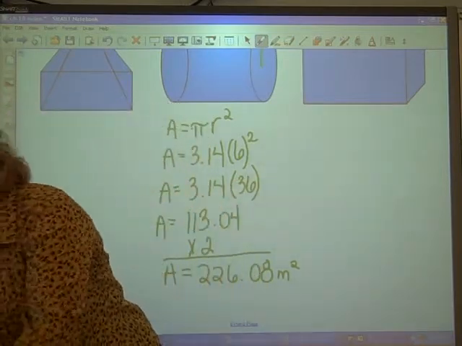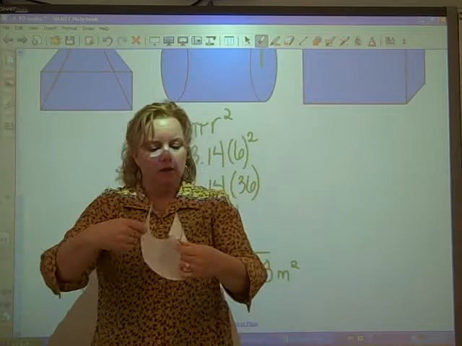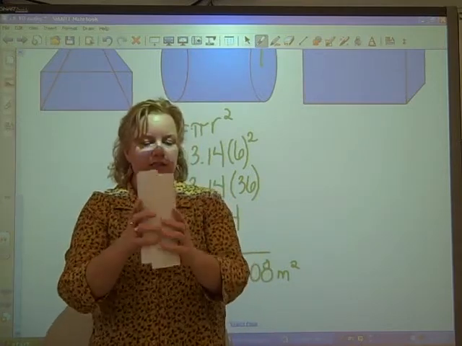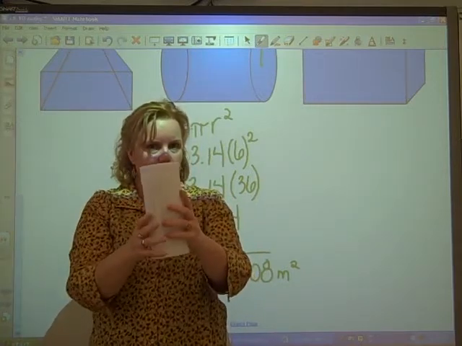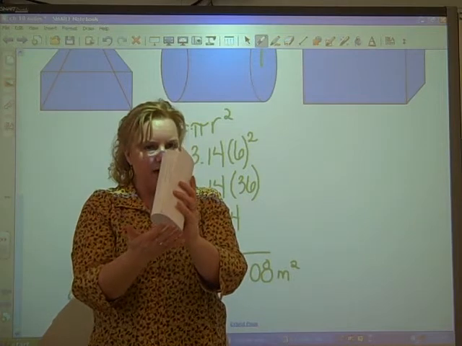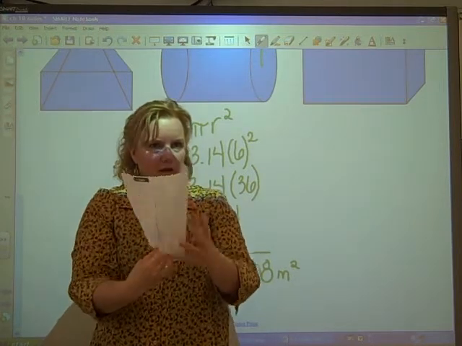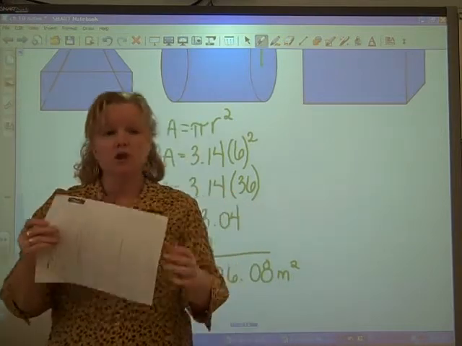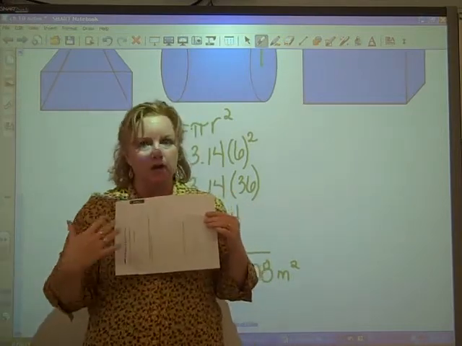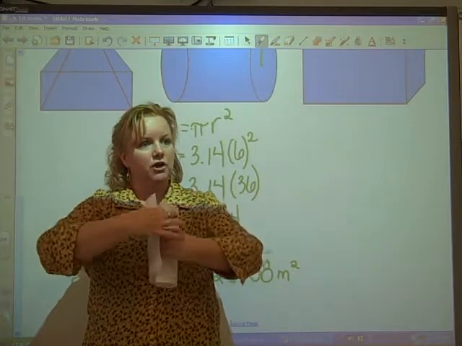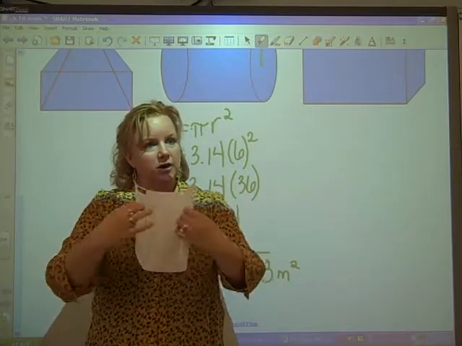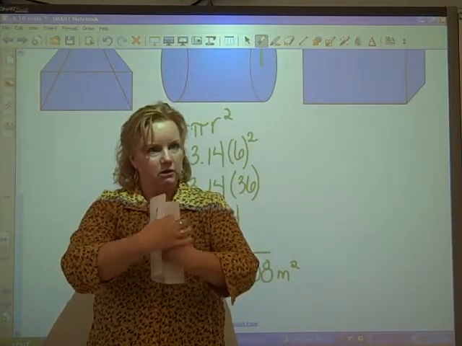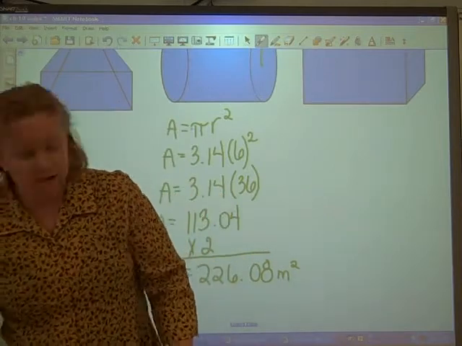So now think about this. If you think about it, isn't this a cylinder, this piece of paper? And there's my top and there's my bottom. If I cut it and I open it, you agree that that's a rectangle, right? Okay, so don't I really need to find the area of a rectangle to figure out the outside of my cylinder? You see it? Okay, so that's what we're going to do.